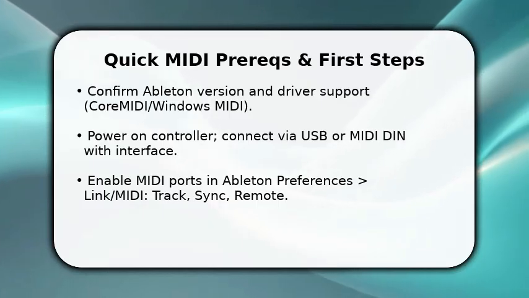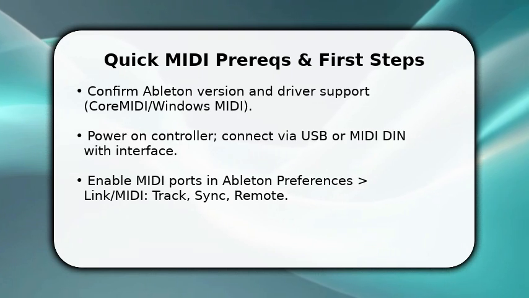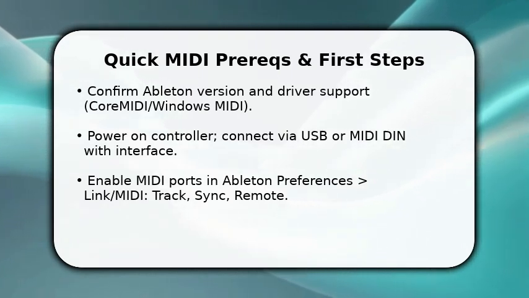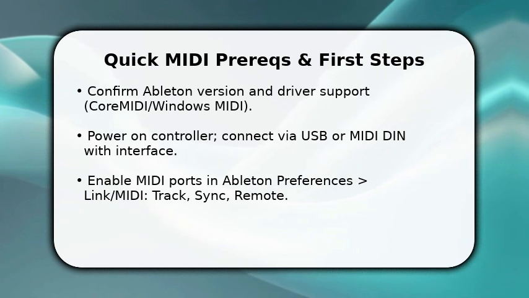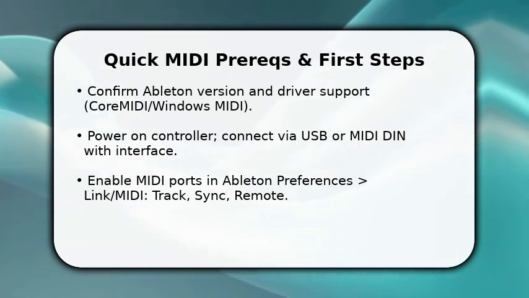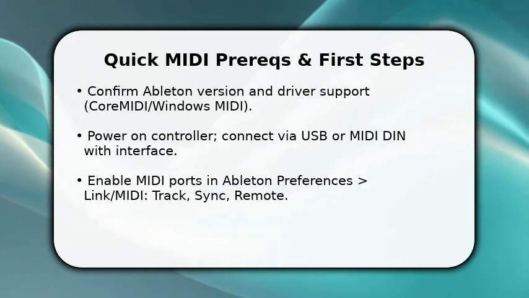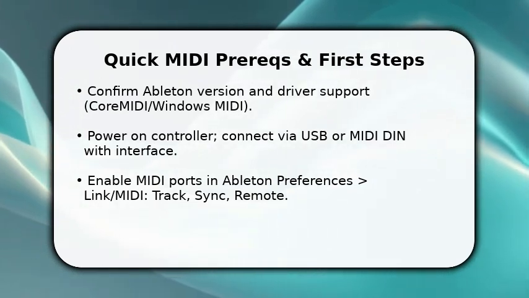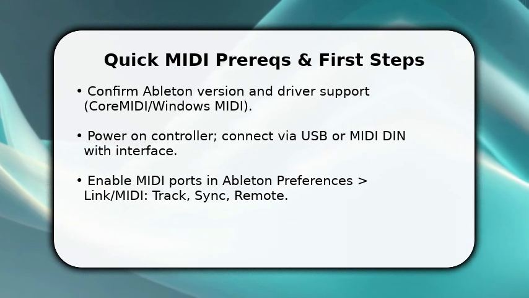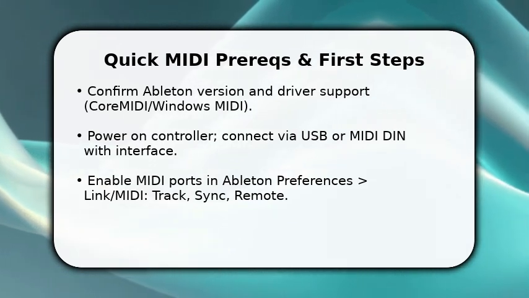You're going to get MIDI flowing into Ableton now. First, power your controller and plug it in via USB or a MIDI interface. This ensures physical connectivity. Next, open Ableton's preferences and go to Link/MIDI to enable the exact input and output ports, turn on Track for notes, and Remote if you need controls.